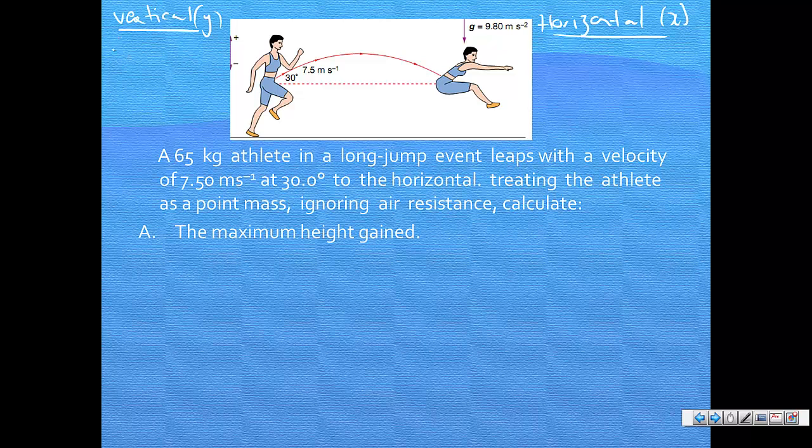So I'm going to ask myself, okay, what do I know in each case? So vertical here, I know that the initial vertical component is going to be 7.5 sine 30. So when you work that out, that's 3.75 and that is up. I also know the initial horizontal speed, which of course will remain the same, which is going to be 7.5 cos of 30, and that gives us 6.5.